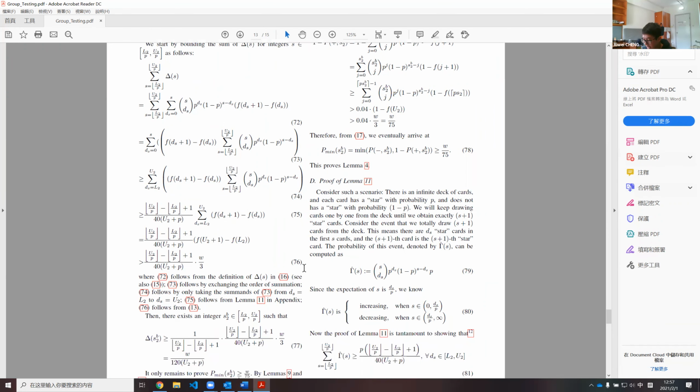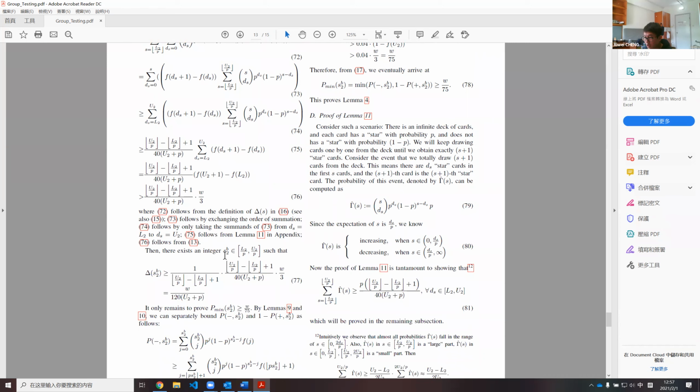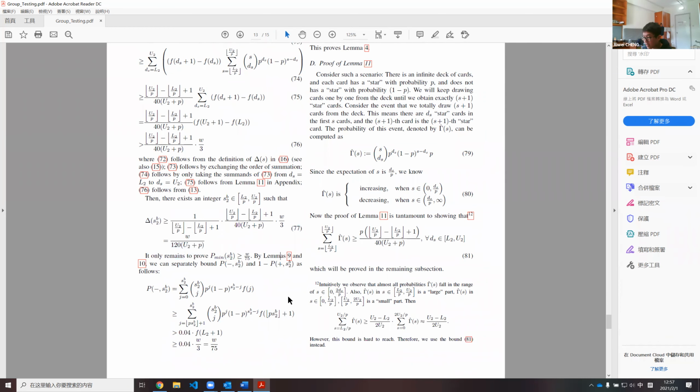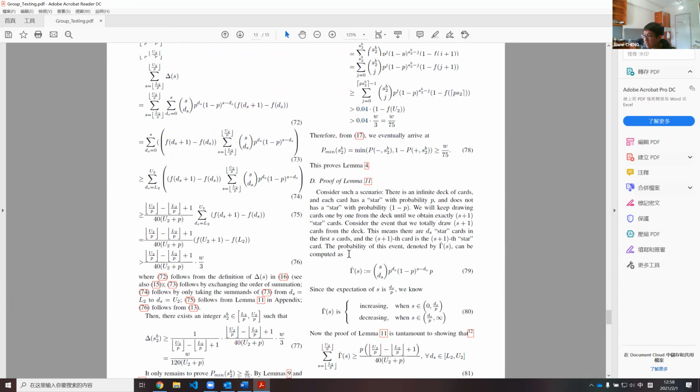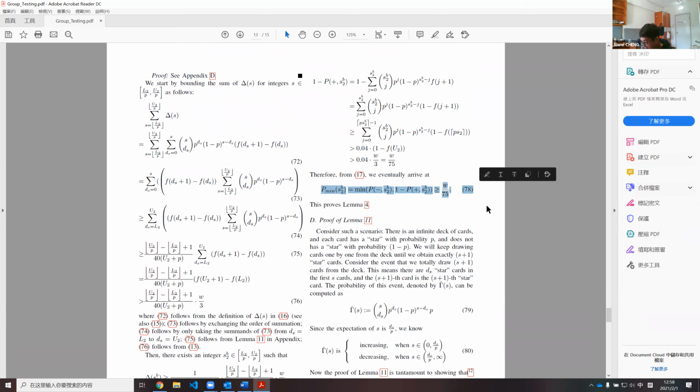And then we can say that there must exist a S2B such that delta S2B is larger than the average delta. And the answer is what we desire. Then we use lemma 9 and 10 similarly, and we can bound P mean in this way. So hence the proof of lemma 4 is completed.